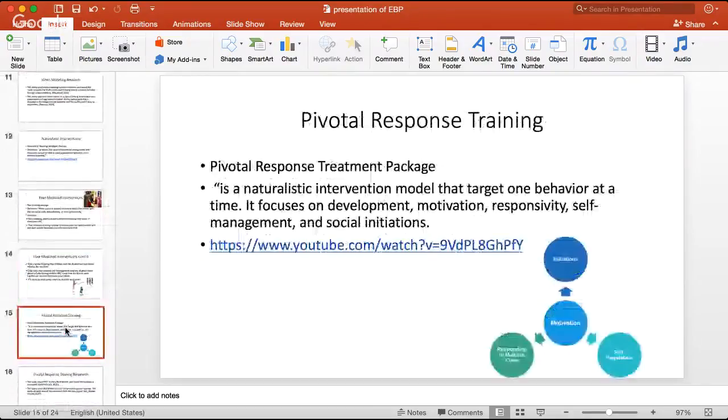Next is the pivotal response training, which is a pivotal response treatment package. Definition is a naturalistic intervention model that targets one behavior at a time. It focuses on development, motivation, responsivity, self-management, and social interaction. And I use an example of this in the bottom right corner. So it starts with the motivation. As you can see, it goes out to initiations, then to responding to multiple cues, and self-regulation.